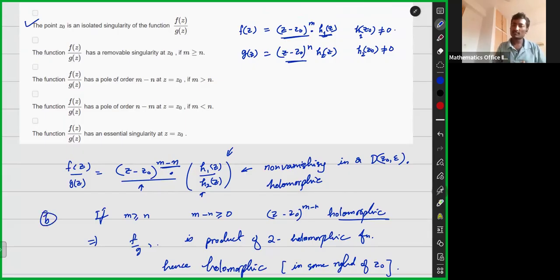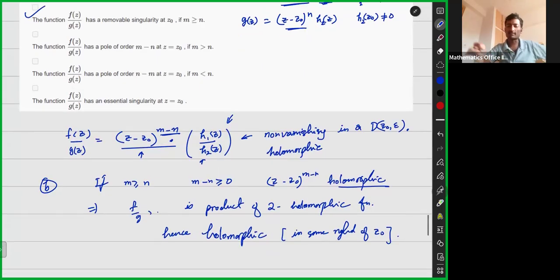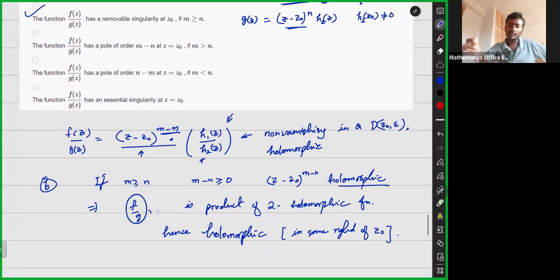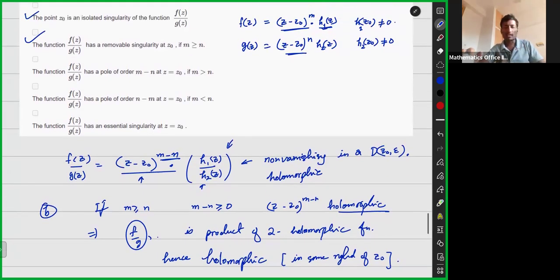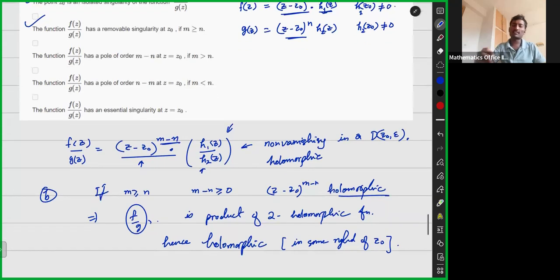Part B, it is correct. We can remove the singularity. We are now saying that f by g is a holomorphic function. Correct. Now, for part C, if m is strictly bigger, then what does it tell you? Z minus z naught to the power something, a positive power, times some non-vanishing thing. So z minus z naught to the power something gives us 0. And here it is written 4. So it is wrong.